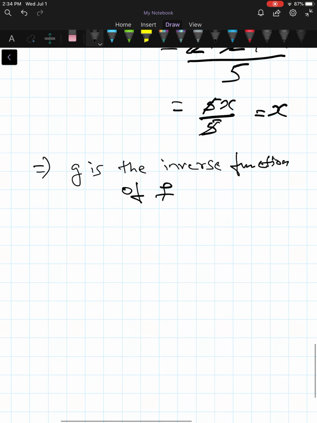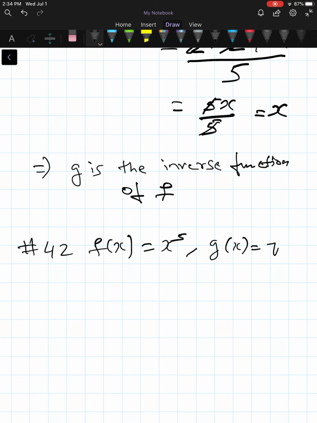I will do another problem in this case. Problem number 42, which is f of x is equal to x power 5 and g of x is equal to 5th root of x. Again, you have to verify one is an inverse of the other. So both are inverses of each other.